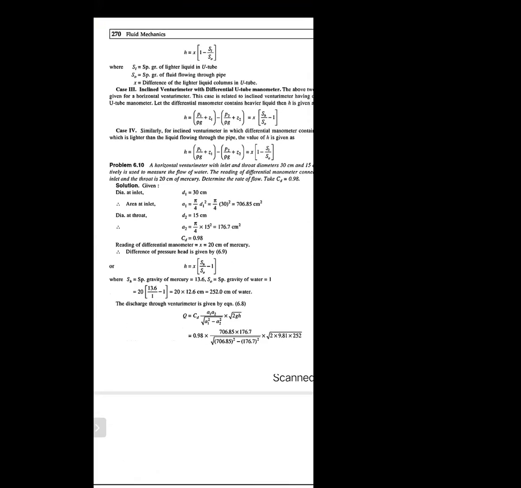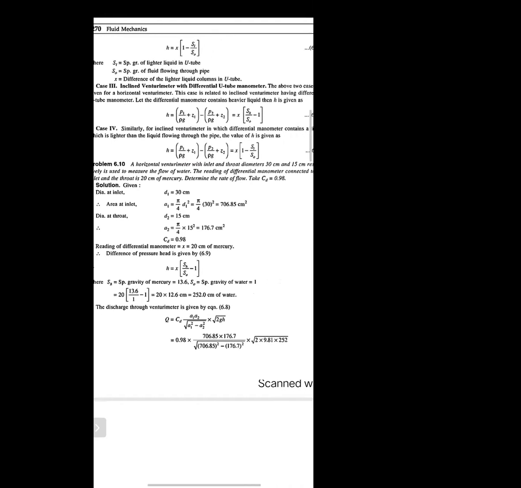From these four cases, according to the position and the liquid, we have to find the value of small h. Then by putting the value of small h in the actual discharge and theoretical discharge formulas, we can calculate the actual discharge and theoretical discharge in case of the venturimeter. There are problems like this.